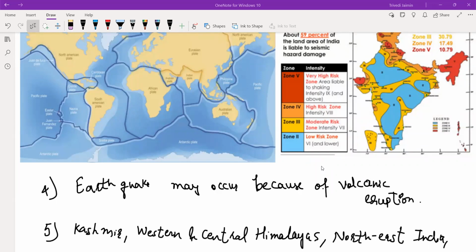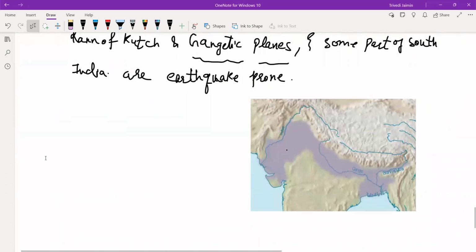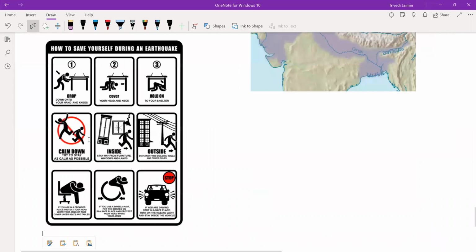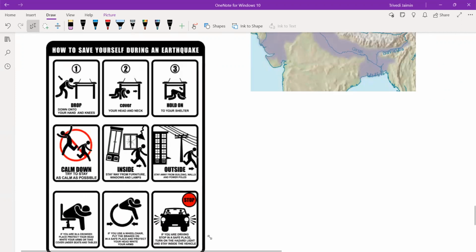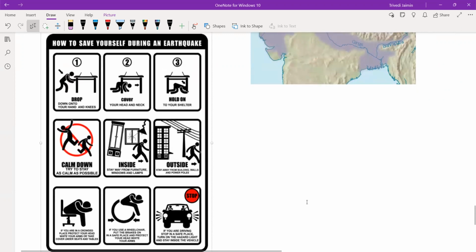So hide under the table. And it should be a movable object so that you can carry it and go, so that it doesn't hurt your head. First, we should drop down onto our hands and knees, sir. Can you observe this picture? Yes, sir. It covers everything, right? Yes.